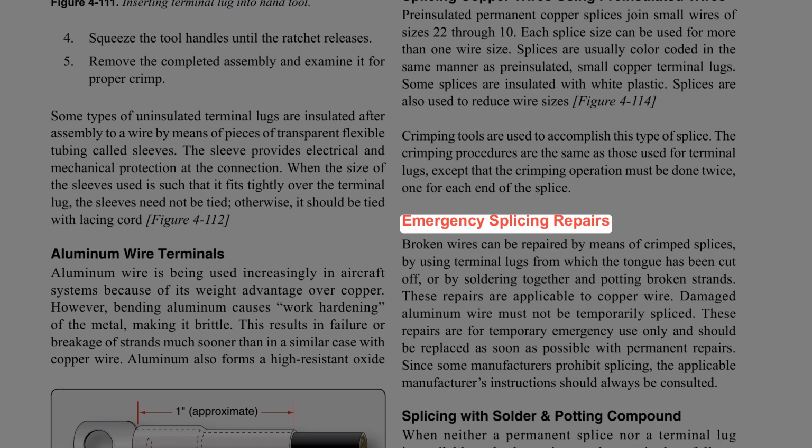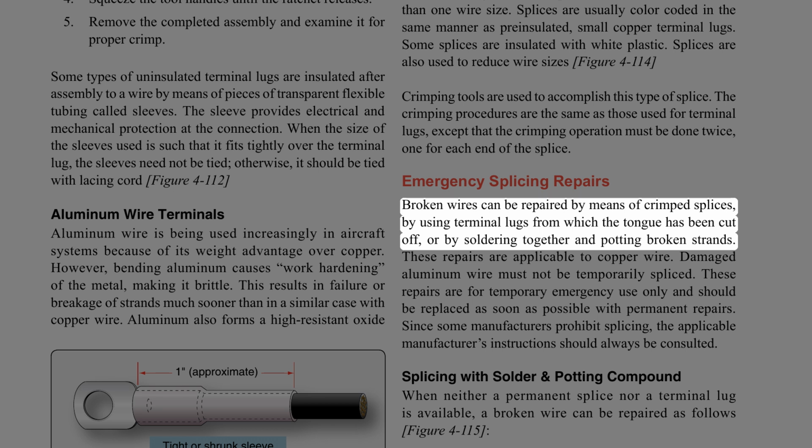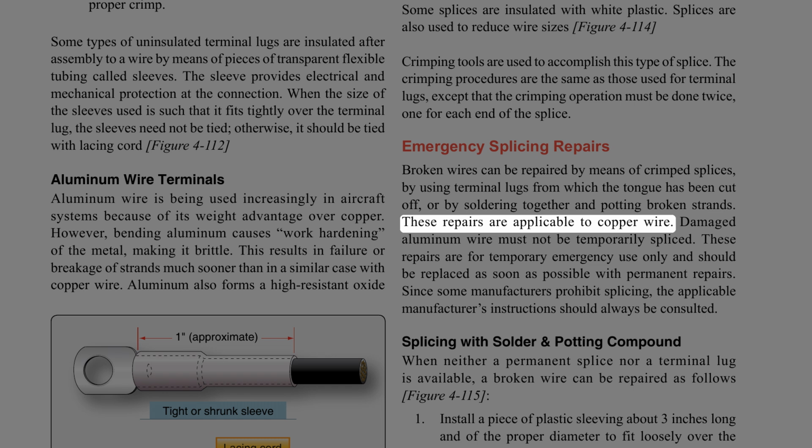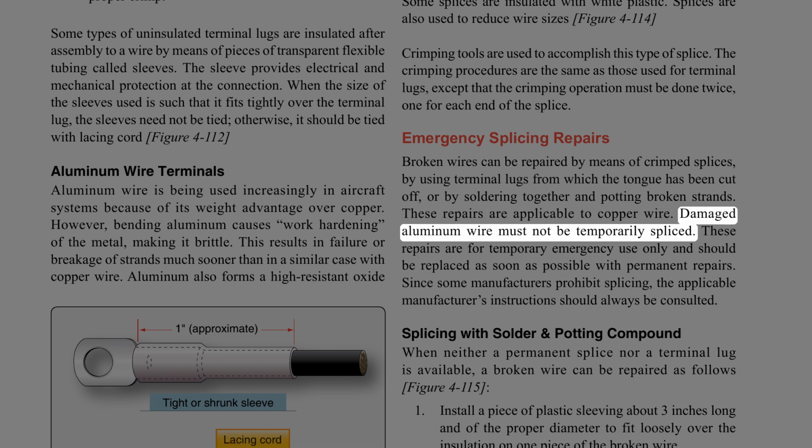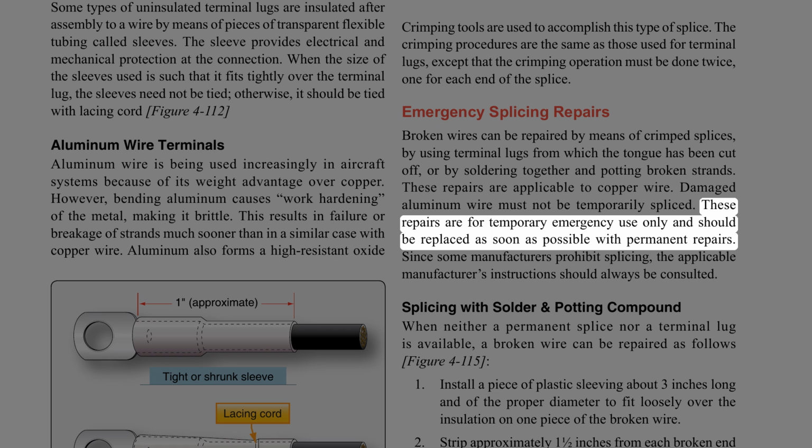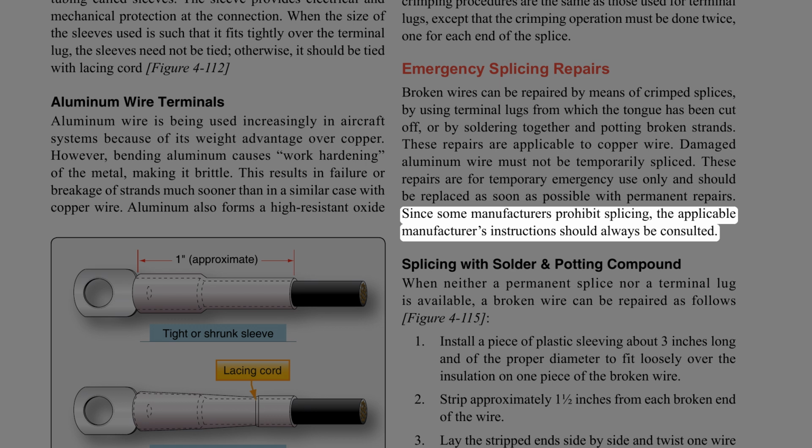Emergency splicing repairs. Broken wires can be repaired by means of crimped splices, by using terminal lugs from which the tongue has been cut off, or by soldering together and potting broken strands. These repairs are applicable to copper wire. Damaged aluminum wire must not be temporarily spliced. These repairs are for temporary emergency use only and should be replaced as soon as possible with permanent repairs. Since some manufacturers prohibit splicing, the applicable manufacturer's instructions should always be consulted.